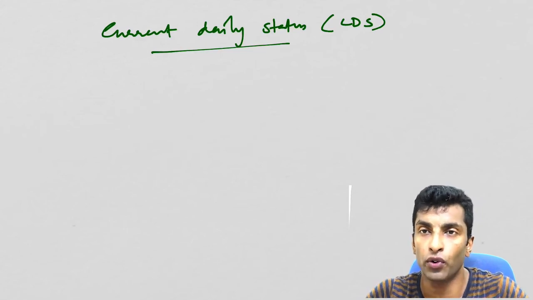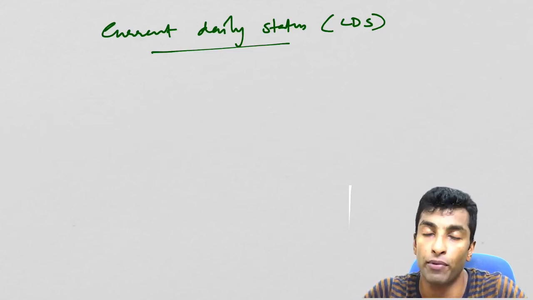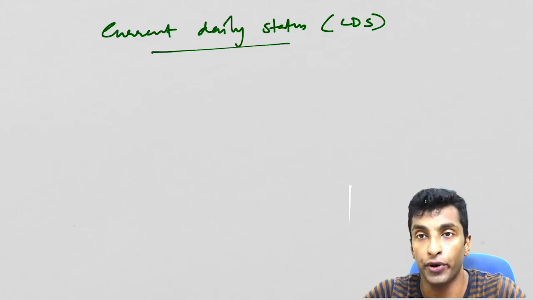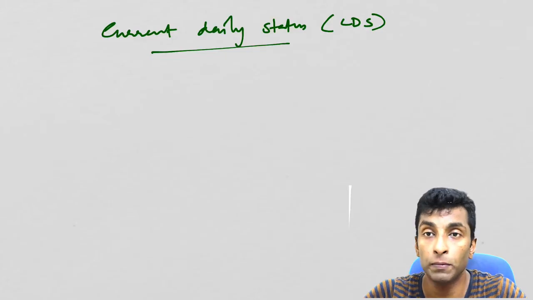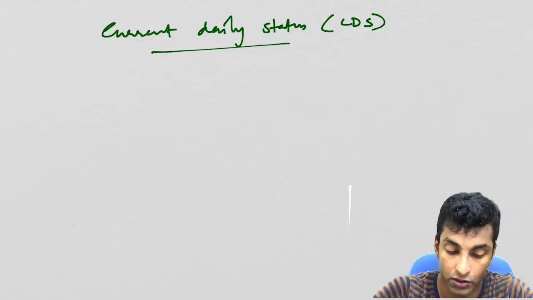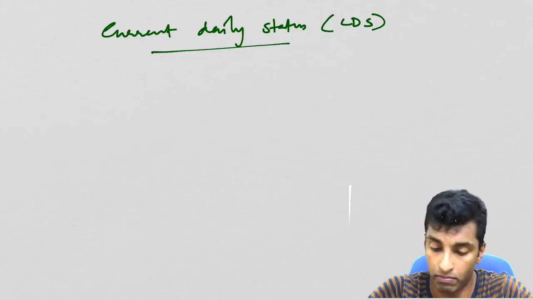If you are working for 1 to 4 hours, then you are considered half employed. If you're working for more than 4 hours, then you are considered employed. Okay, like this you will be measuring the unemployment. So current daily status is measured in terms of percentage of man days.